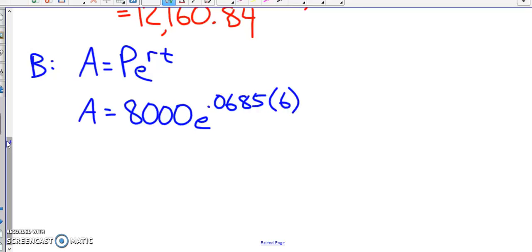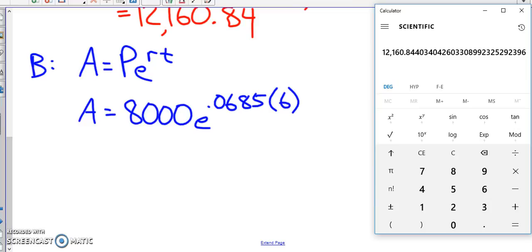A lot of kids, and myself included in years past, put 0.07 there because you forget that it's a different interest rate. So let's see if you got what I get. First thing I would do is 0.0685 times 6. Then I raise e to that power, and I multiply by 8,000. That number look familiar?